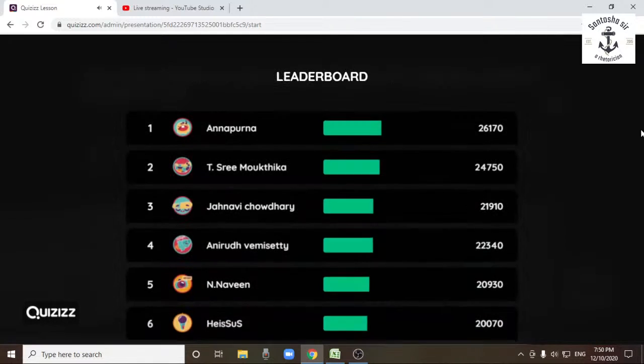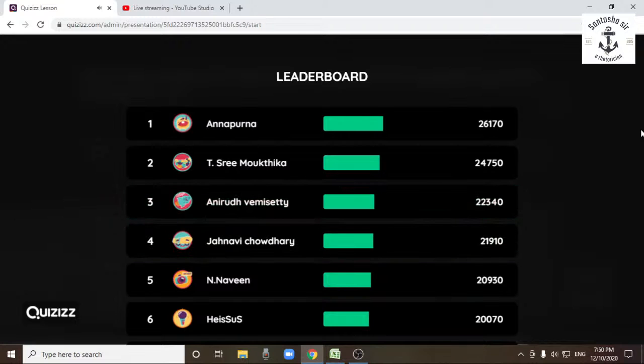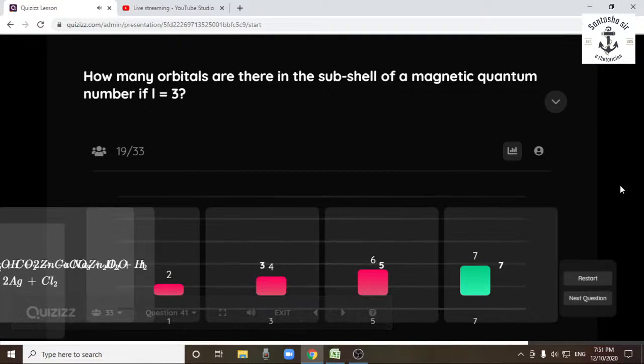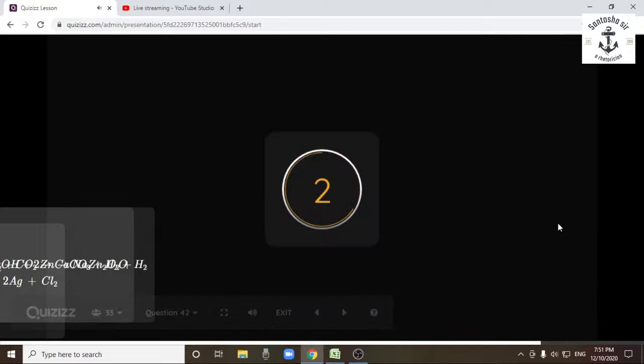19 members answered out of 33. And we have Annapurna, Moktika, Anirudh, Jahnavi, Naveen, and Elysius. 7 members answered this question right. Moving on to the next question. Question number 42.